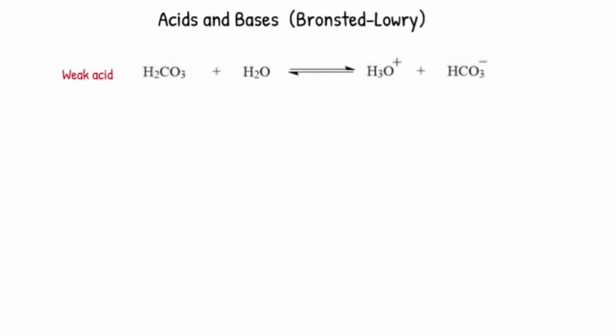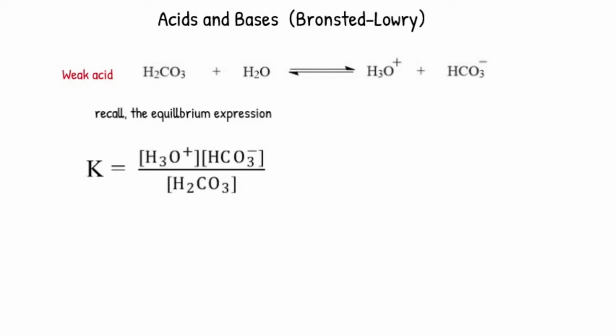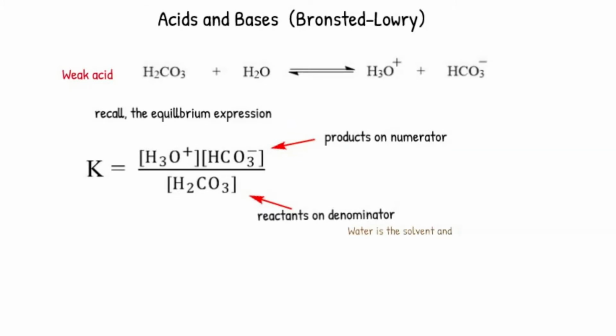For weak acids, because they are in equilibrium, we could write the equilibrium expression. K is equal to the concentration of hydronium ion times the concentration of hydrogen carbonate ion, divided by the concentration of carbonic acid. The products' concentrations are on the numerator, while the reactants' concentrations are on the denominator at the bottom. And note that water is a solvent and a liquid, so its concentration is omitted or equal to 1.